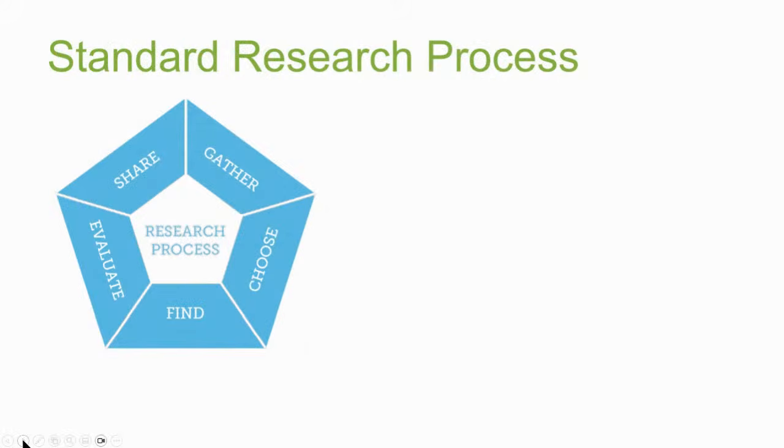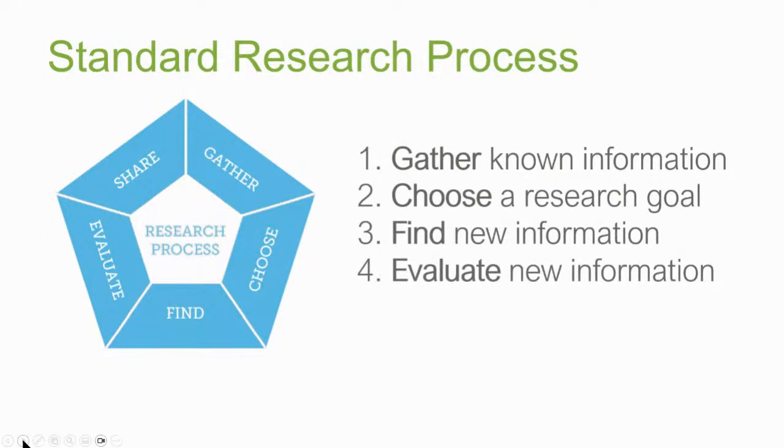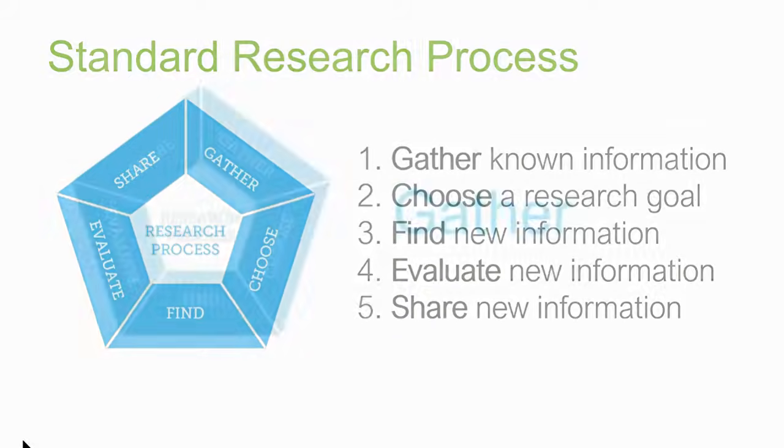So what is this standard research process? Simply put, it is a cycle that has 5 components: gather known information, choose a research goal, find new information, evaluate new information, and share new information. And we'll be talking about each of those in more depth.